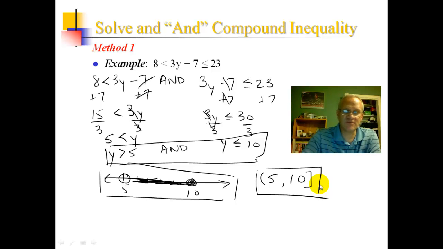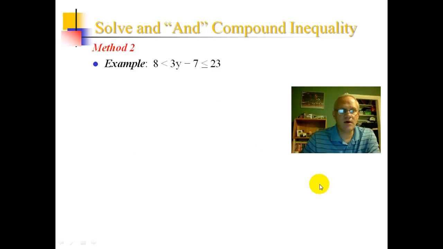Now, I'm going to do a different method. We're going to get the same answer. But in this method, you may like it better. It could go more quickly. It might be a little more confusing, but it might go more quickly. I can just solve it all at once without splitting it up.